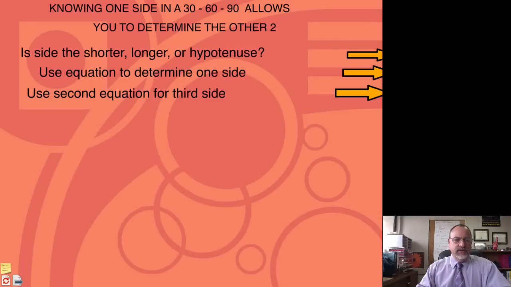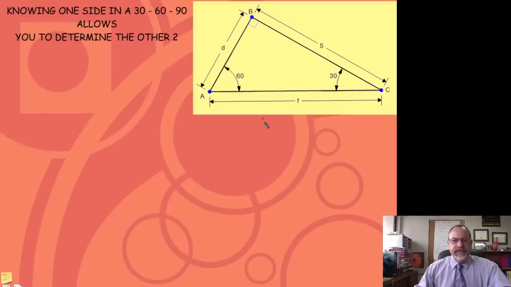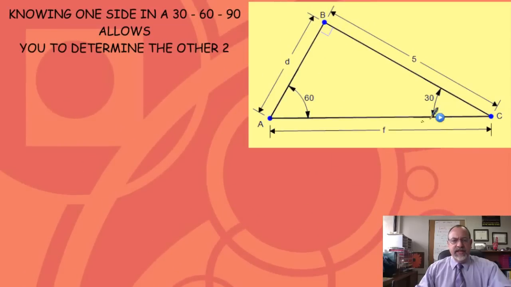Really, it comes down to, again, remembering these two equations, choosing the correct one to use based upon your information, and then solving those equations. So let me do a couple of examples for you. So in this example here, the first thing again that I want to do is to determine which is the shorter, which is the longer, which is the hypotenuse, and then go from there.